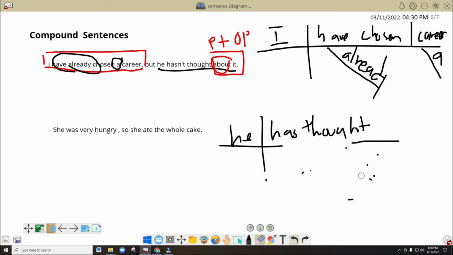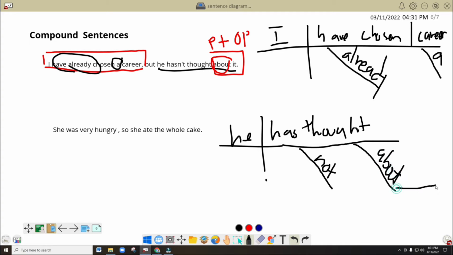So you would see the connection or the organization of the words. Okay, so let's put the line here again. If you want to put the word not here, you could say he has not thought about it. Okay, so the flow of the diagram or the sentence is much better if you do it this way. Similarly with this one, I have already chosen a career.